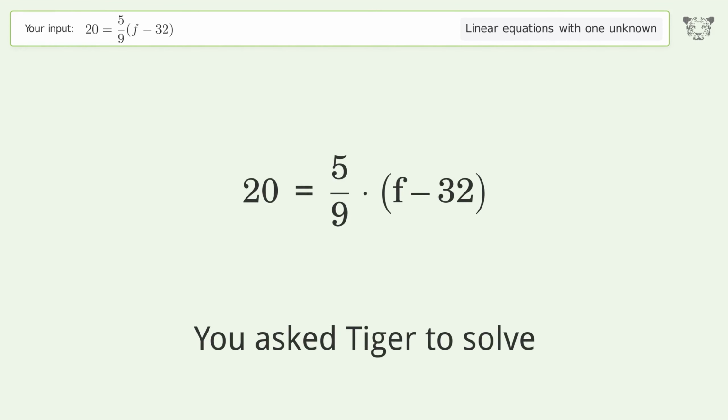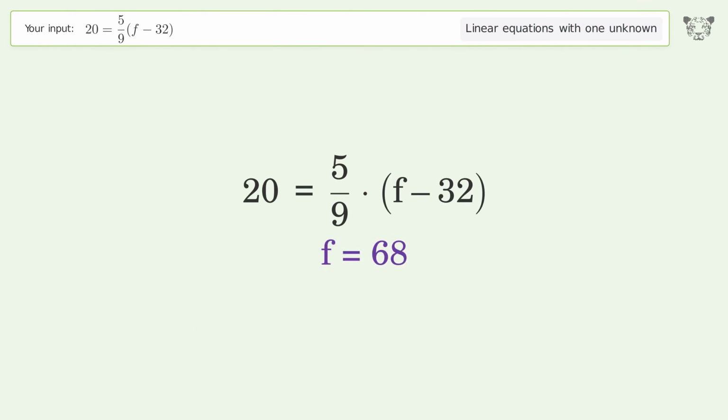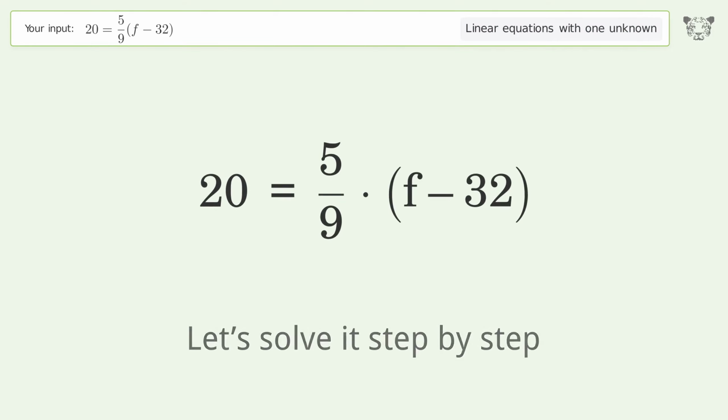You ask Tiger to solve. This deals with linear equations with one unknown. The final result is f equals 68. Let's solve it step by step.